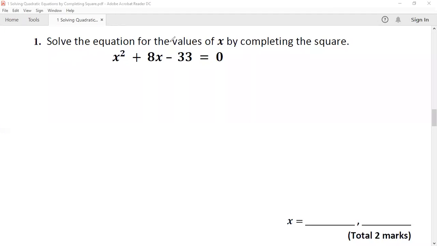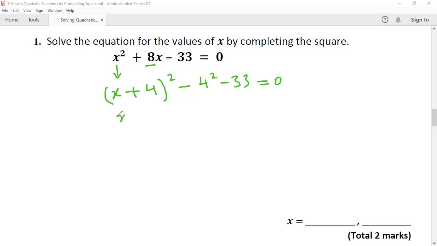It says solve the equation for the values of x by completing the square. x squared plus 8x minus 33 equals 0. To solve it by completing the square, depending on the variable, we write that variable without the square and put it into a bracket, plus half the coefficient of the middle term, and half of 8 is going to be 4. So that's going to be (x plus 4) squared minus, we need to take away the square of this number, which is 4 squared, minus 33 equals 0.